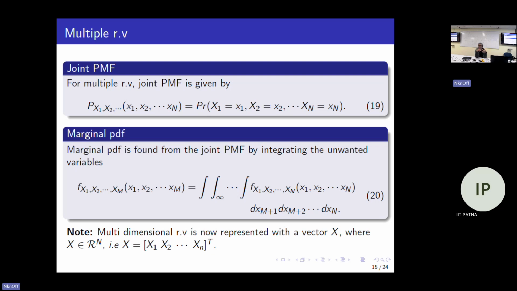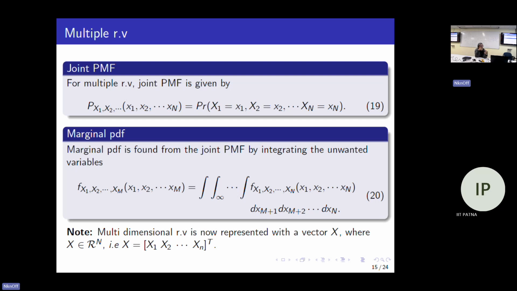Suppose we have a two-dimensional PDF, we marginalize it to a one-dimensional PDF. That means the other dimension can take any value from minus infinity to plus infinity. Only one variable we are interested in. Here we are interested in capital M number of variables. So the other variables, capital N minus capital M, can take any value. So we are integrating from minus infinity to plus infinity, and that is how we do the marginalization. That is called the marginalized PDF.